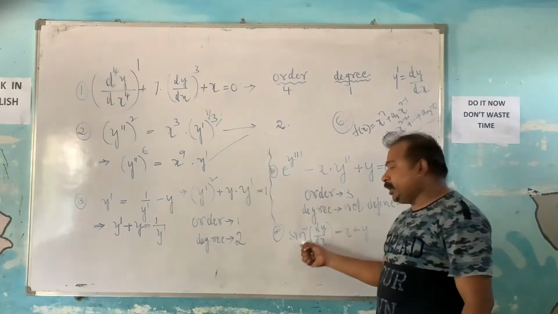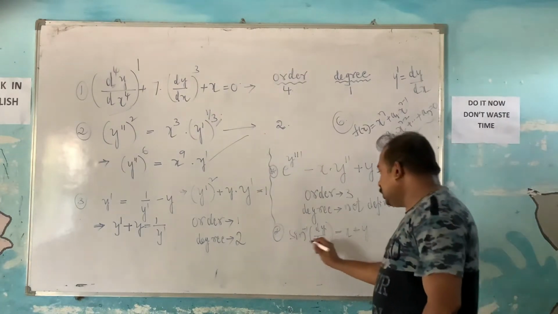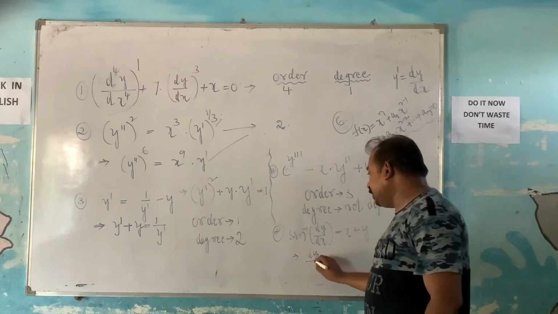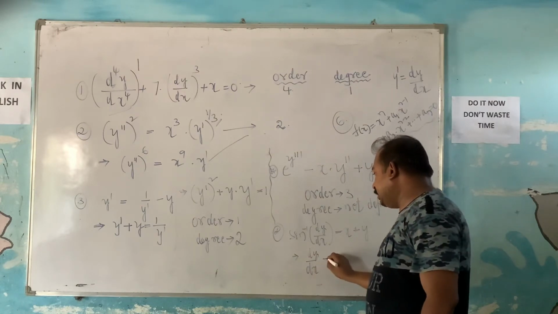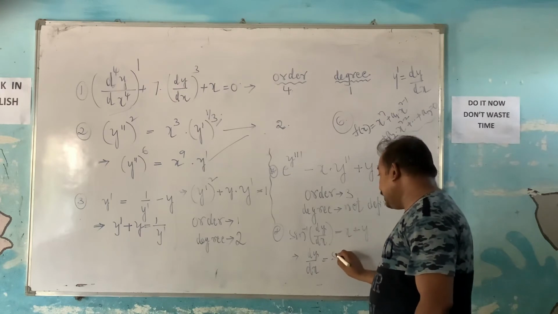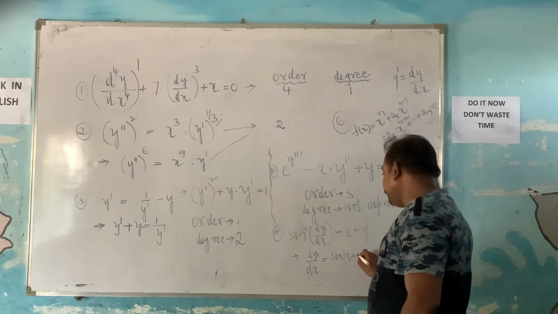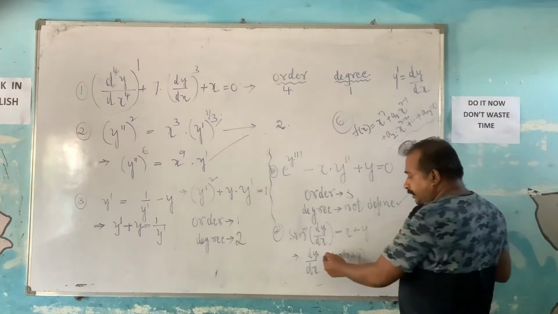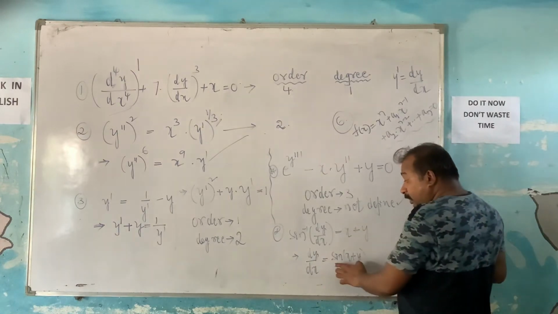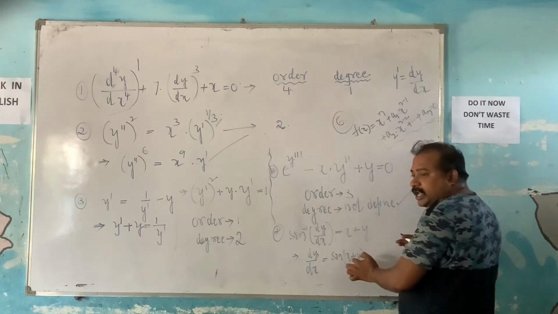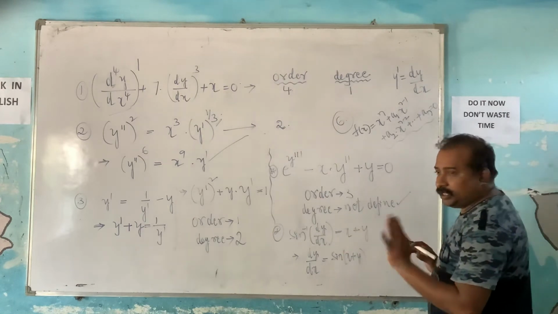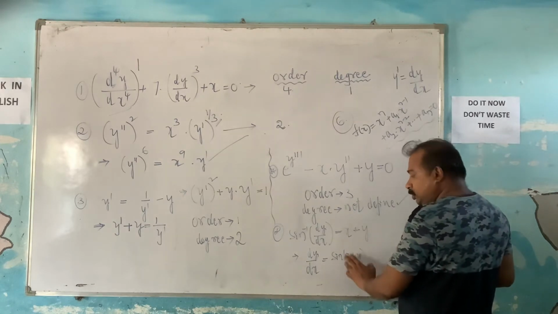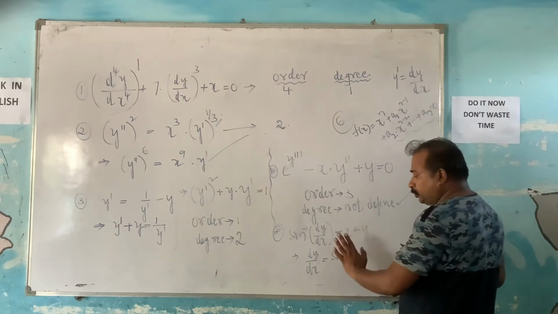What about the order and degree of this differential equation? Here if you observe, I can modify the equation as dy by dx is equal to sine of x plus y. So this is in the proper form. Here dy by dx equals sine of x plus y. If it were sine of dy by dx, then degree would not be defined. Here sine of x plus y is there, and these are the variables, so it is no problem. It is not an issue.